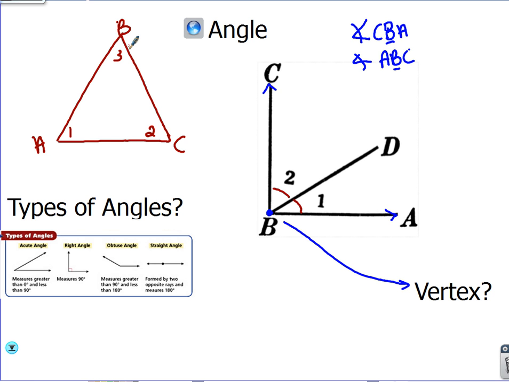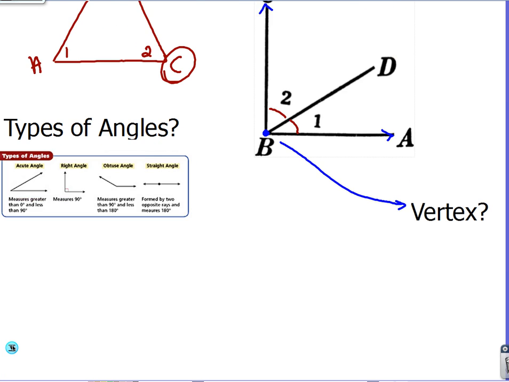When naming an angle, you can either use 3 letters, you can use numbers, or, when you're done, let's look at this. What if I just call this angle C? Would you know which one I'm talking about? Yeah, angle 2, angle C, same thing. But you can't always do that. Here's a scenario when you can't.